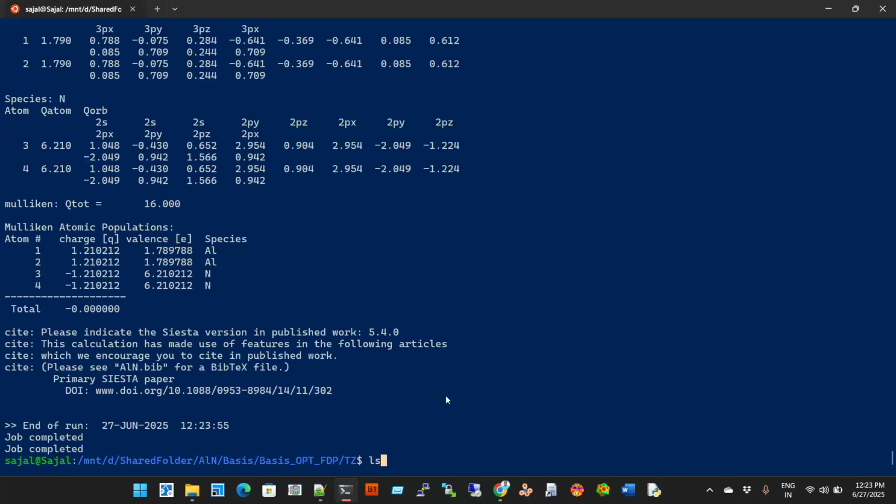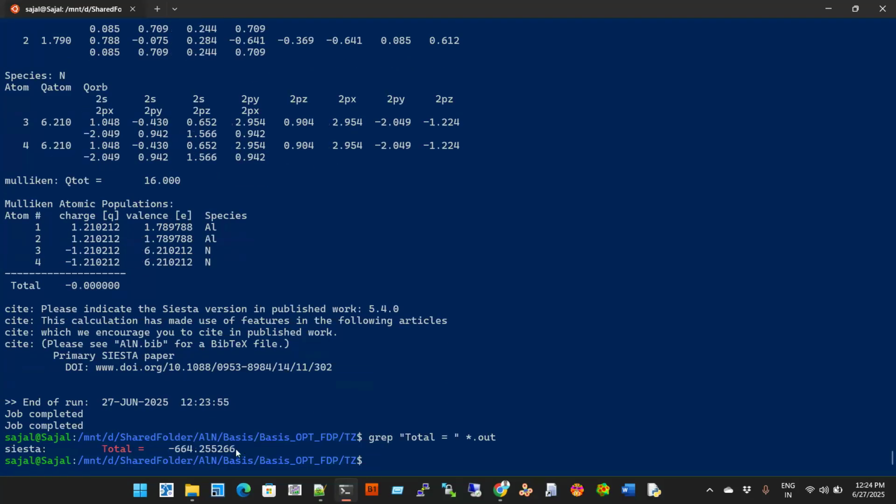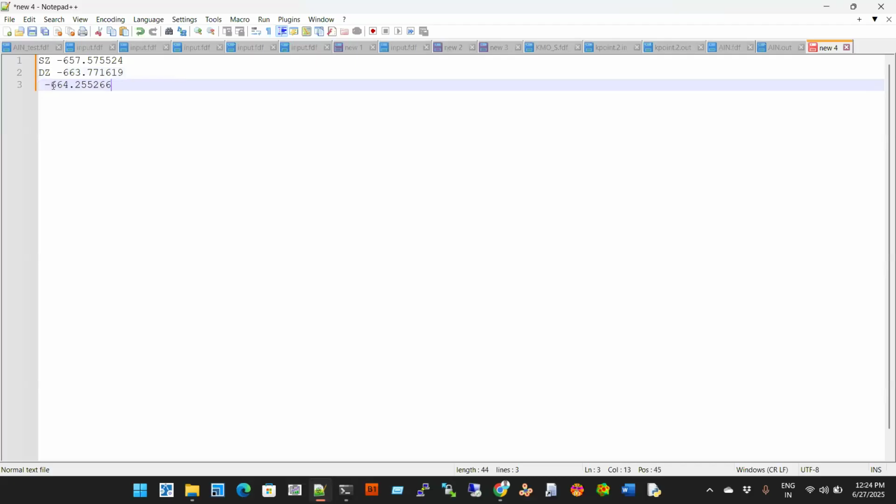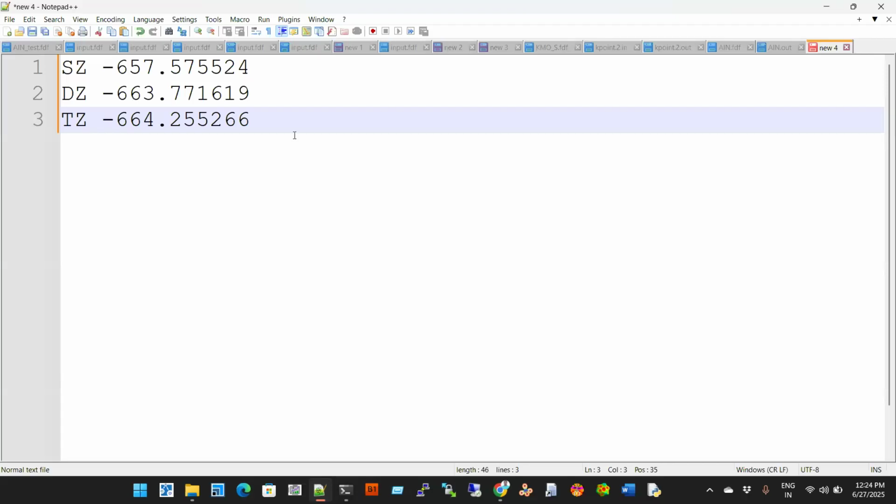We can use the grep command to find out the total energy value. For TZ, the total energy value is minus 664.255266. TZ. We can see that for this case also the energy is lower than the previous two cases.